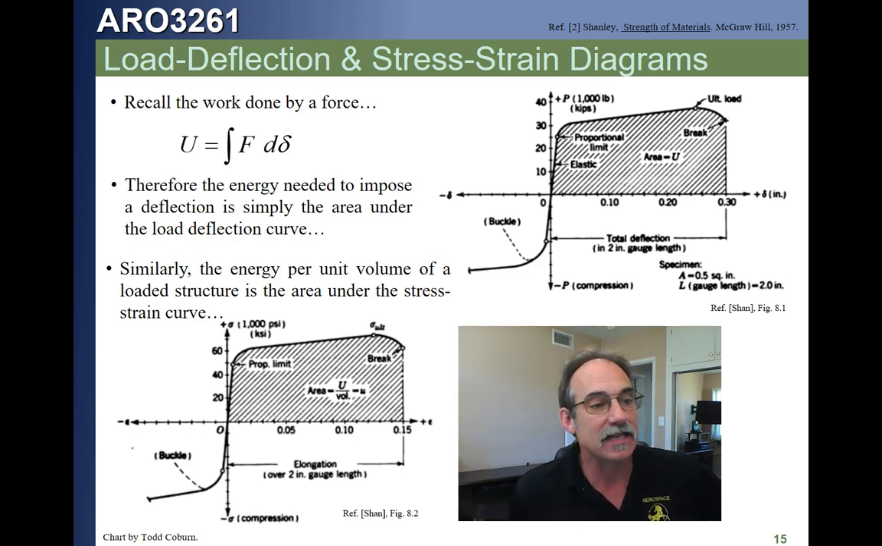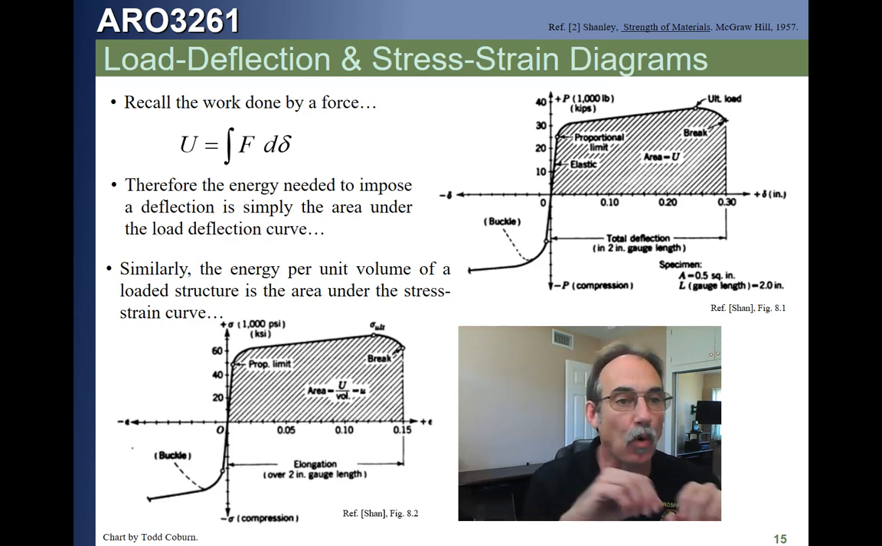If we have stress versus strain, the stress is just the force divided by the area, and the strain is just the change in length divided by length. What that means is that's the work divided by the area and the length, which is volume. So actually it's the energy per unit volume. These are two important characteristics.